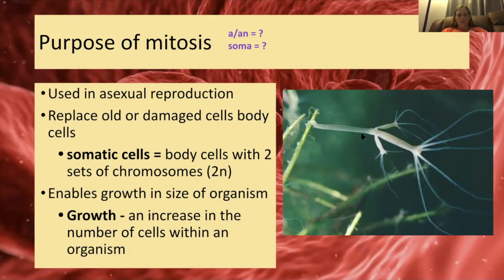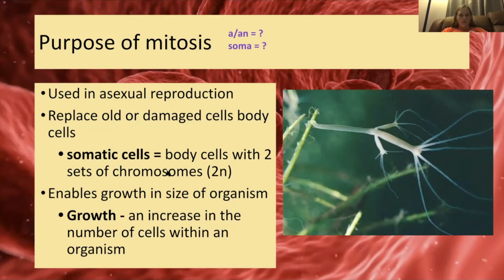It's basically cloning itself, and one day these little baby Hydras will break free and go forth and live life on their own. Mitosis is also used in multicellular eukaryotes to replace older damaged cells in the body. So your skin cells are always sloughing off. They need to be replaced as they get old and worn out. Anytime you have a cut or an injury, you need to replace the damaged cells in the body. So these are your somatic cells, your body cells, and they have two sets of chromosomes, or a complete set of your DNA. Pretty much everything except eggs and sperm.